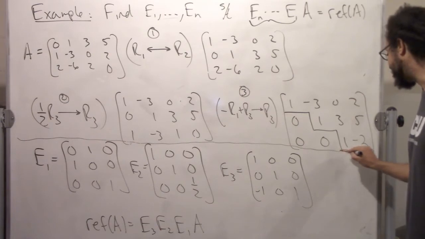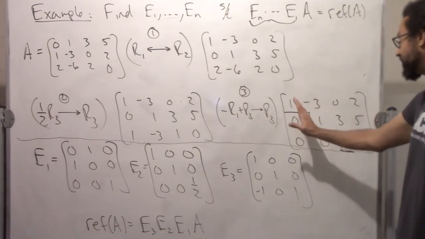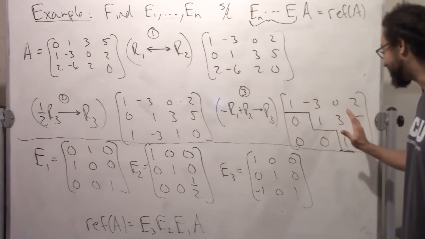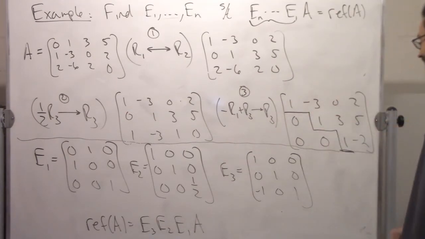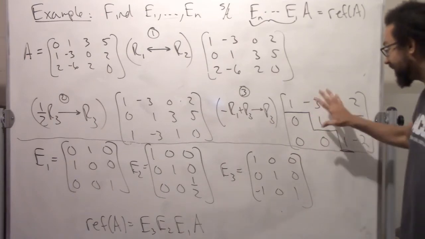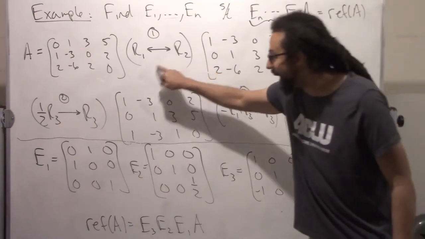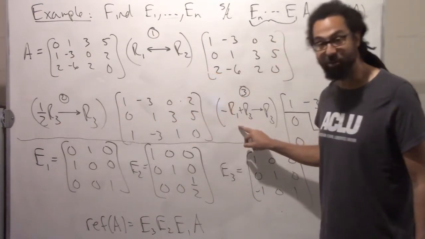So you can see, now we've got this nice staircase. All of the leading entries move to the right as you descend, and then all of the zeros are at the bottom. All the leading entries are 1. So this thing is in row echelon form. And we kept track of our row operations like we normally should.